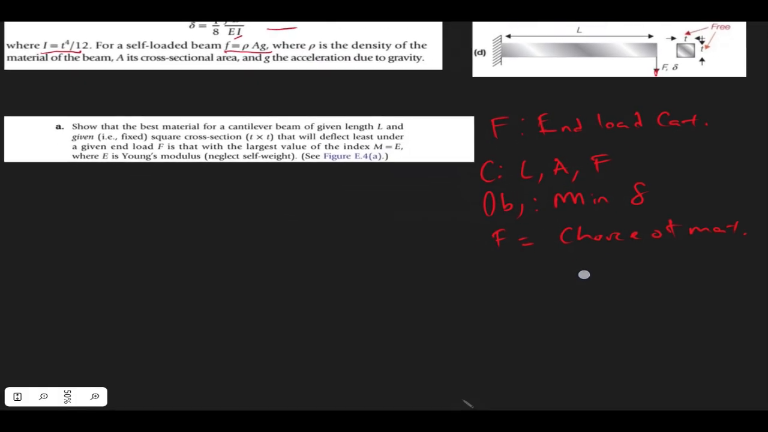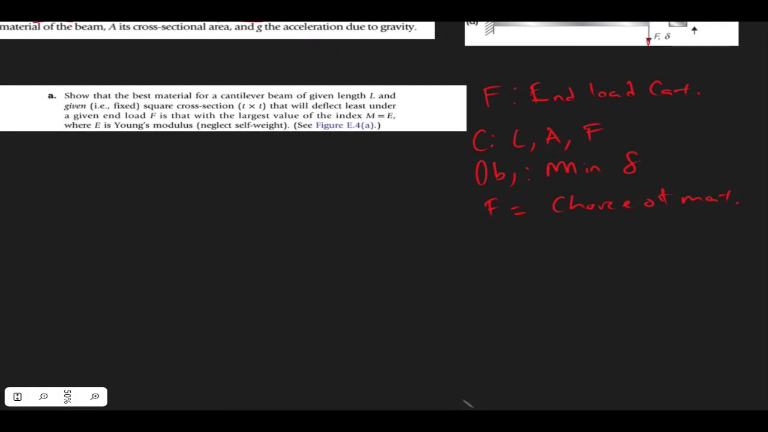So you always know, as I told you before, that anytime you're looking for the material index and the free variable is just the choice of material, and not a function like thickness or length or any other free variable, then how you derive the material index is just to derive the objective function.